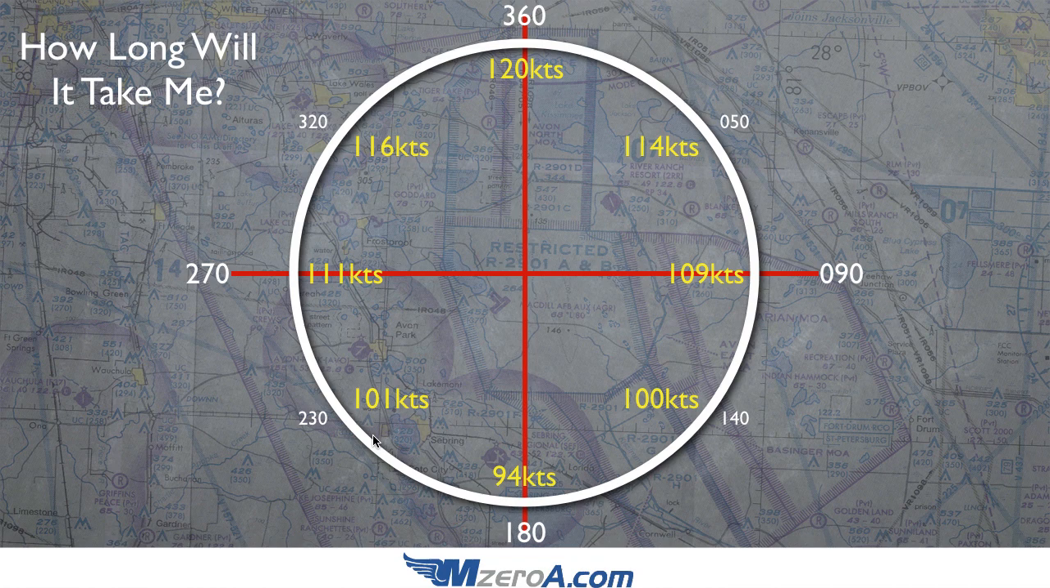So use the winds aloft and calculate the ground speed for all those various headings on the ground before you leave. This is called a wind card, okay? Pause that if you want to look at it a little bit longer. We're going to keep moving forward here.